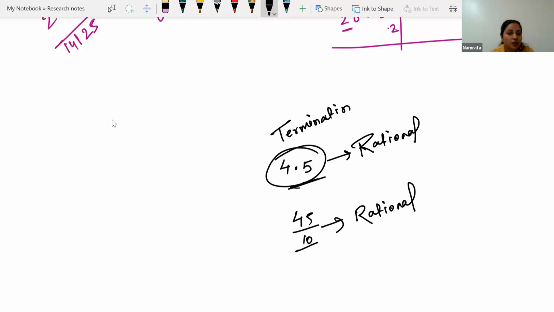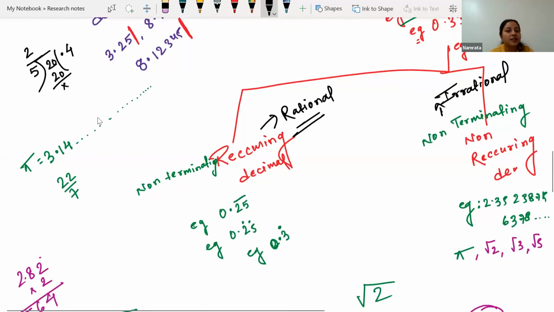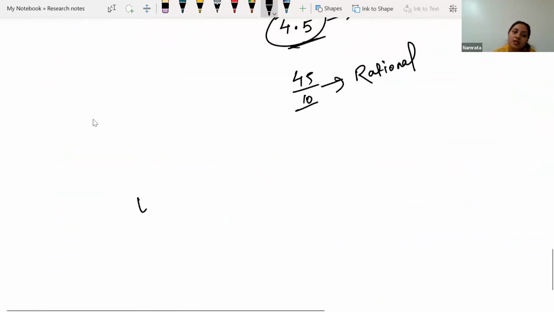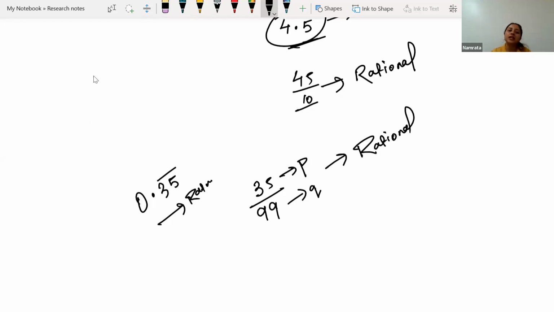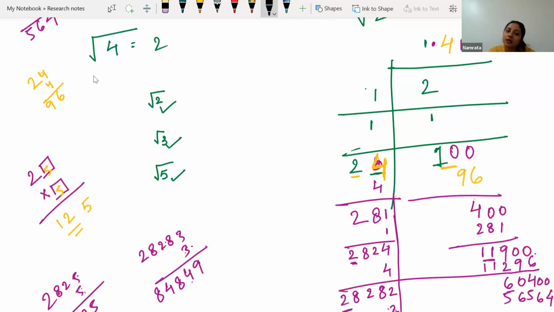And if you see a non-terminating decimal, just look at the pattern carefully. Is it repeating or non-repeating? If it is a repeating decimal, then it is also a rational number. Maybe you have learned this concept also, that when we have 0.35 with a bar on the head, we can write it as 35/99. Have you seen this type of case? Yes, ma'am. So here also we are able to represent it in the form of p by q, and that's why we are saying this is also rational. So a terminating decimal number is rational. A non-terminating decimal number, if it is repeating, is called rational. If it is non-terminating and non-repeating, that's called an irrational number.